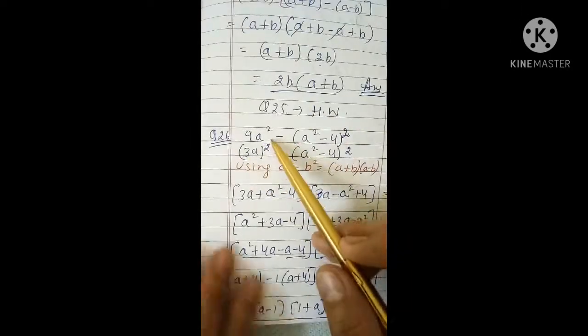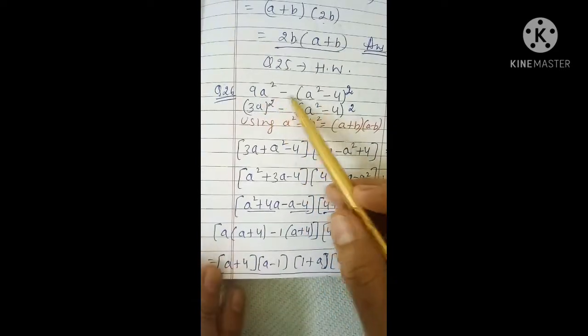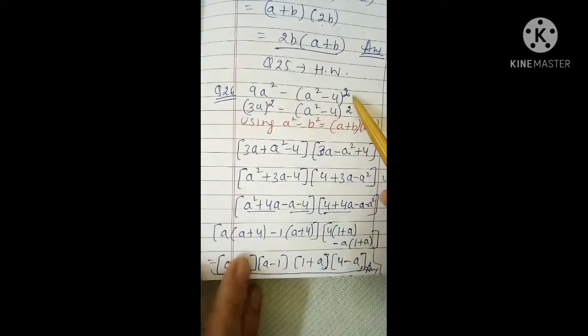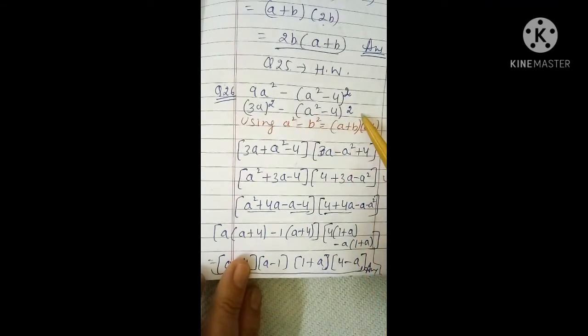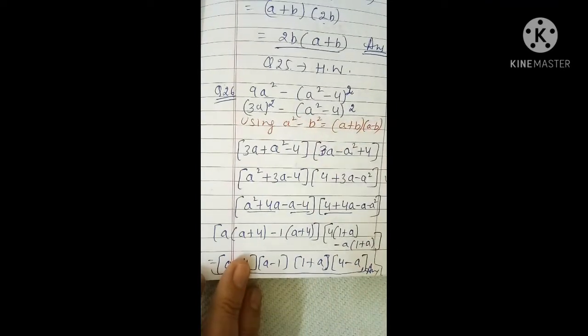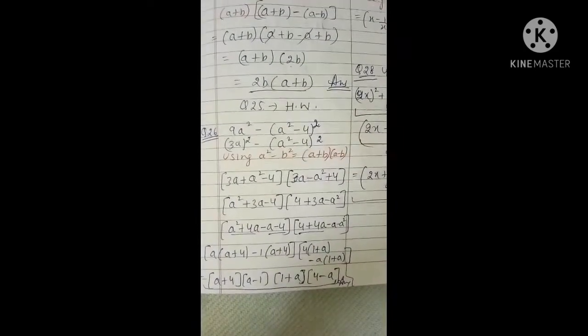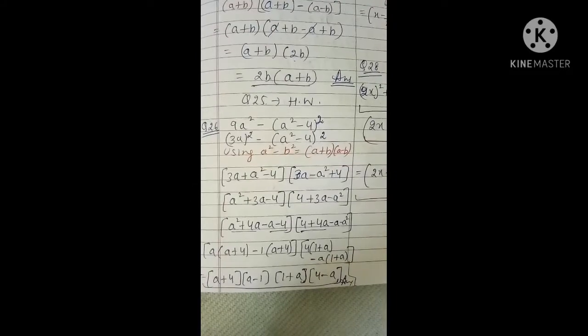Question number 26. Now in 26 sum, this is the statement 9a square minus a square minus 4 whole square. This you can write 3a whole square. This a square minus 4 whole square. Again you can apply the formula of a square minus b square. That is a plus b into a minus b.